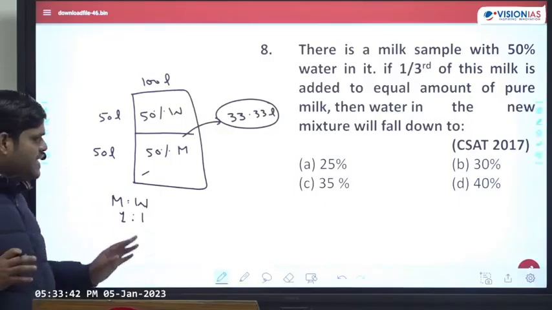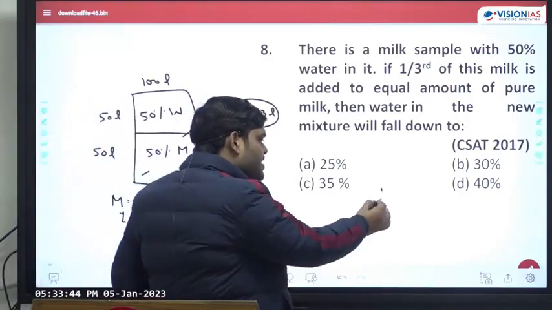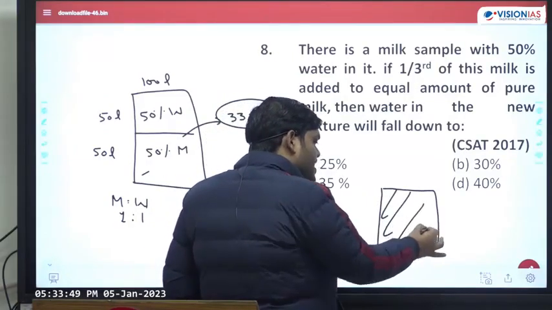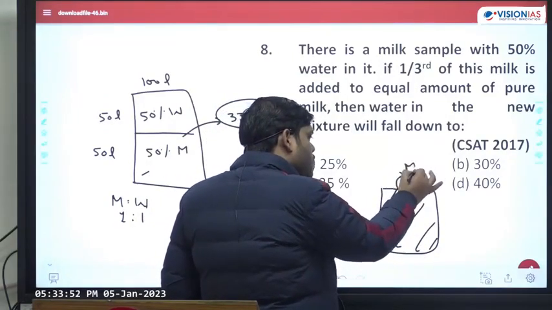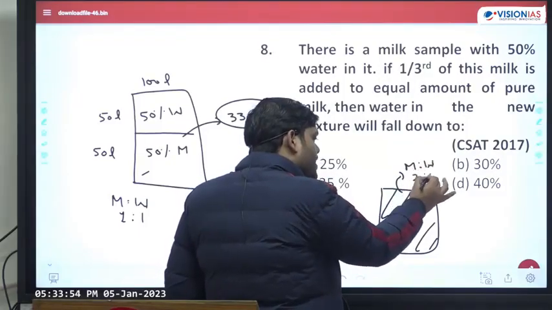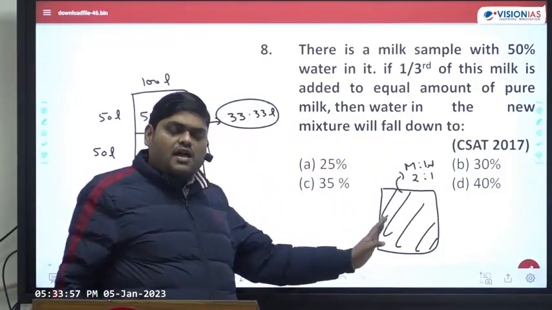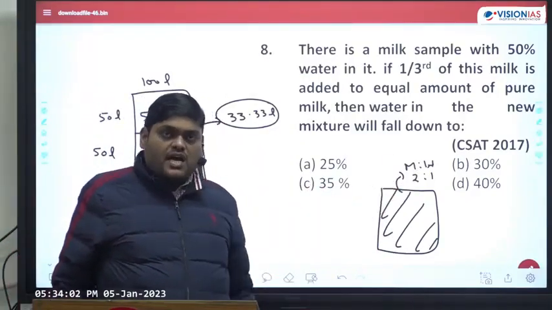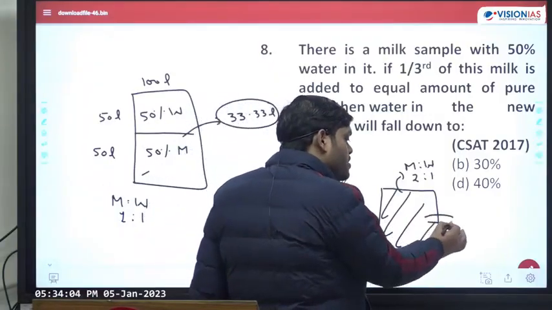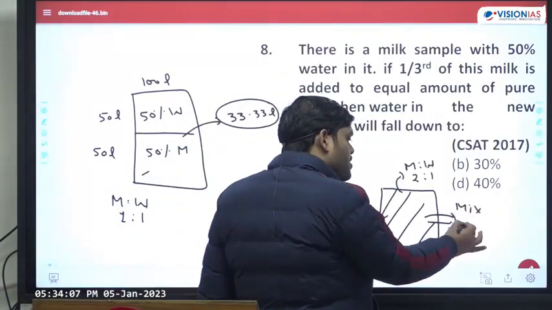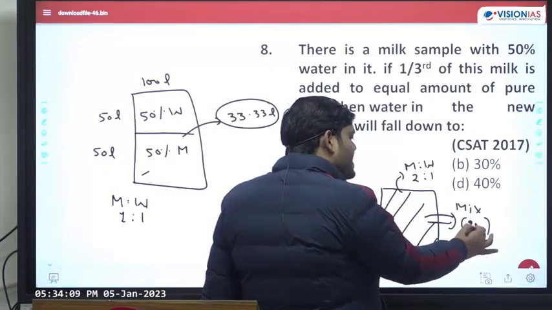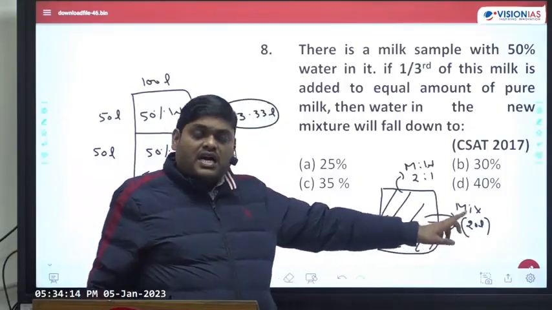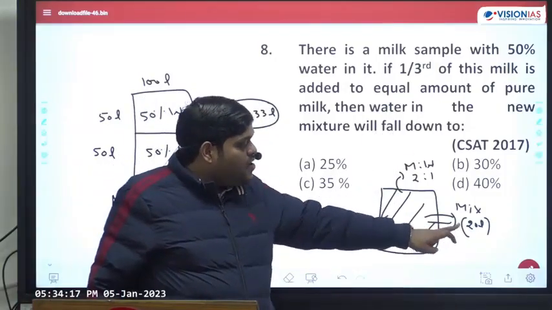Whenever you are taking any mixture, understand here, suppose I am saying in a mixture the ratio of milk and water is 2:1. I am just taking an example. You are taking some mixture out. Suppose I am taking 20 liter out. So the question is, what is the ratio of milk and water here? The ratio will be exactly the same as what was there.